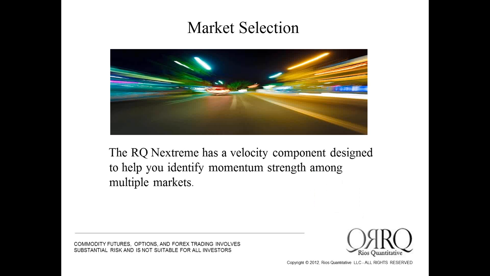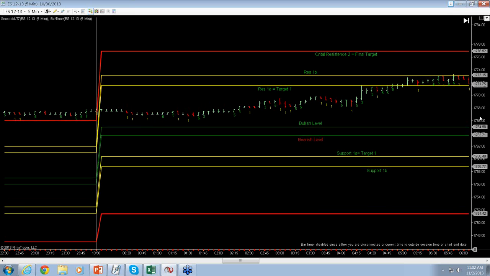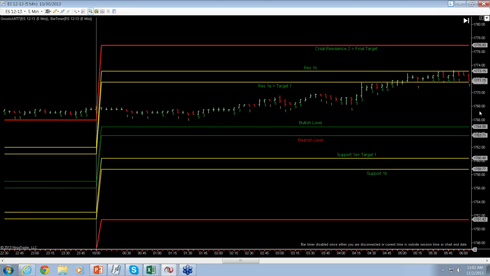So step 2, market selection. Now what I'm going to do is give you a little tutorial first. We're going to go to my screen and do a bit of a tutorial on what we have as an indicator called the GnosTICK levels. These levels help us with market selection as well.